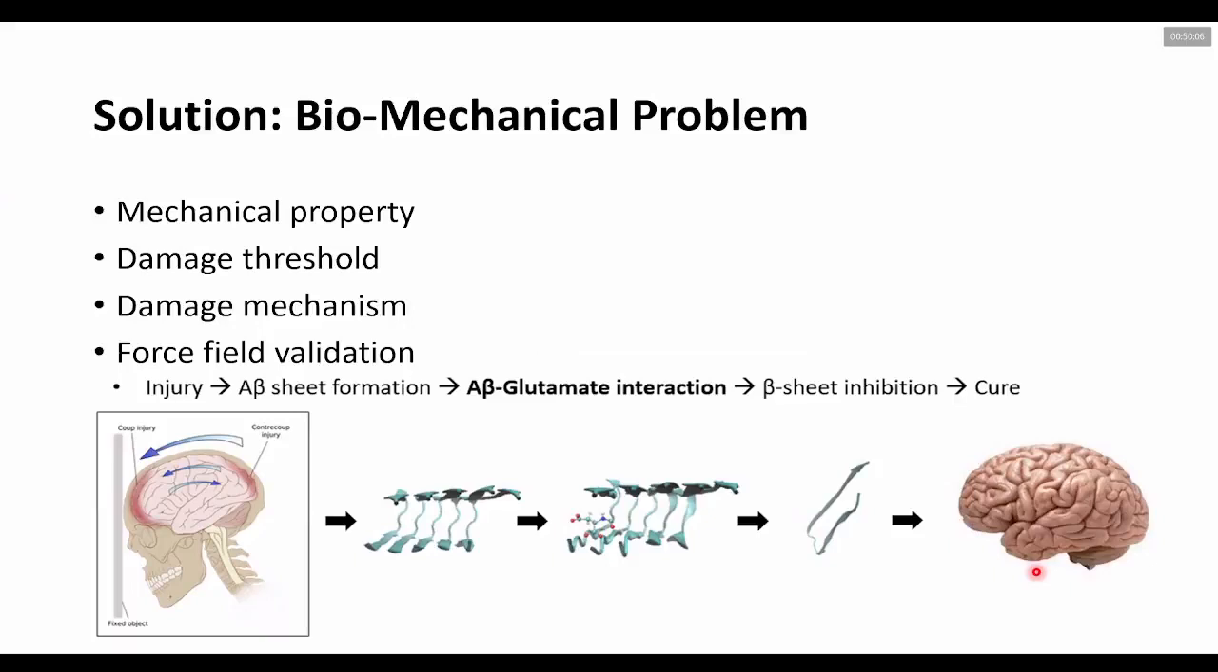So this is one aspect of seeing a biophysical problem. Here, we have actually seen the interaction criteria. There can be other approaches to this kind of problem, like mechanical property. What is the mechanical property of amyloid beta? Some people might work on it. What is the damage threshold? What kind of mechanical deformation do we have to apply to damage it physically? And what is the mechanism of it in terms of chemical interaction? We have actually captured it here. What is the damage mechanism in terms of chemical interaction?